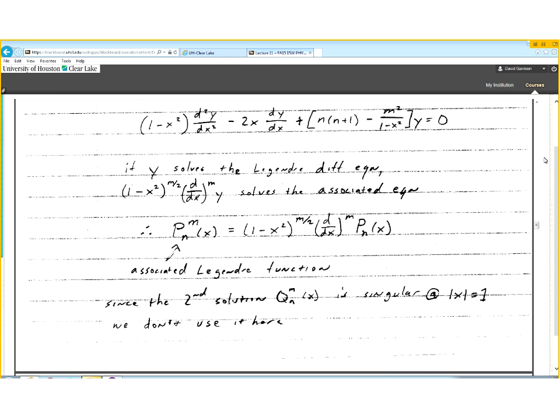You can also do the same thing with that second solution of Legendre's equation, where your Q, instead of just being Q_n(x), becomes Q_nm(x).